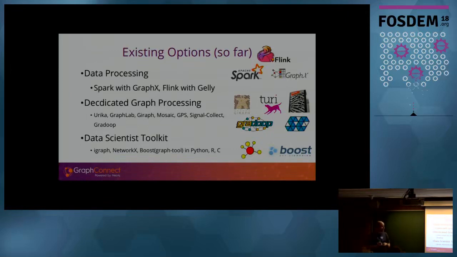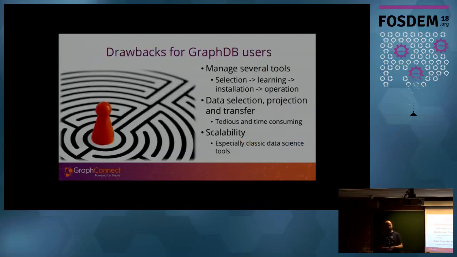the Boost library, and so on. So there are many ways of running iGraph, many ways of running graph algorithms. But what we from Neo4j wanted for people using Neo4j is that they don't have so many moving parts, so that they can just take the data that they already have in their graph and run graph algorithms on top of that without having additional things to do.